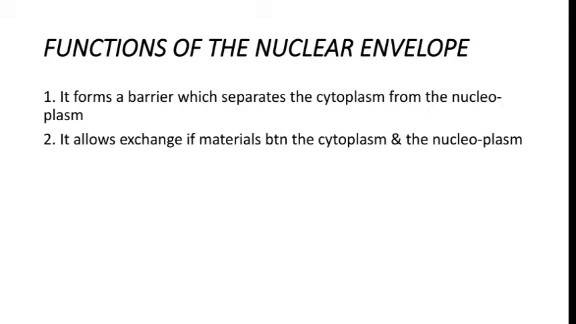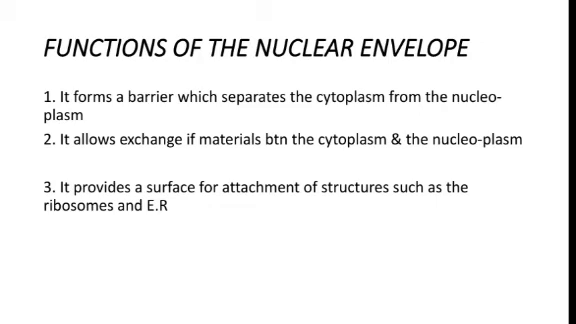So now the nuclear envelope, it forms a barrier which separates the cytoplasm from the nucleoplasm. So you know a cell has the cytoplasm, the other big one which contains very many structures, but the nucleus has the nucleoplasm. So it is this nuclear envelope that separates the nucleoplasm from the cytoplasm. It also allows exchange of materials between the cytoplasm and the nucleoplasm. So it allows exchange of materials, as we saw the things which come in and the ones which move out. So it is by the control of the nuclear envelope.